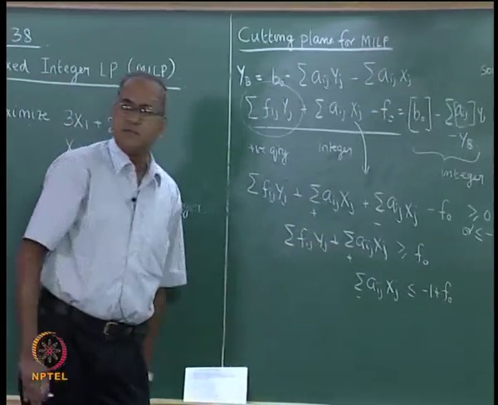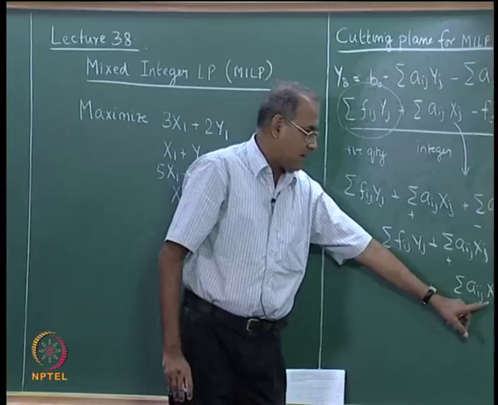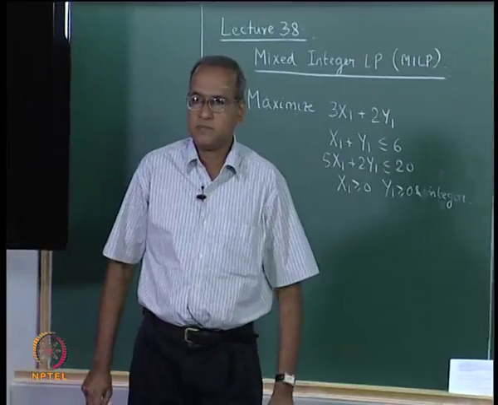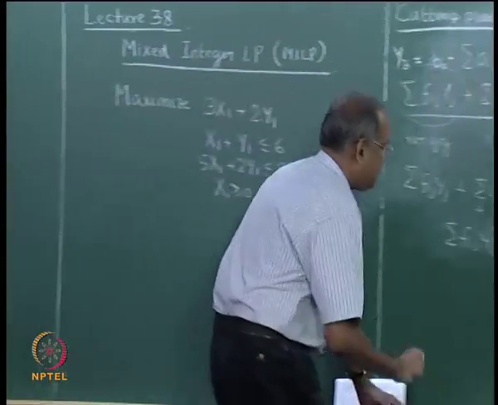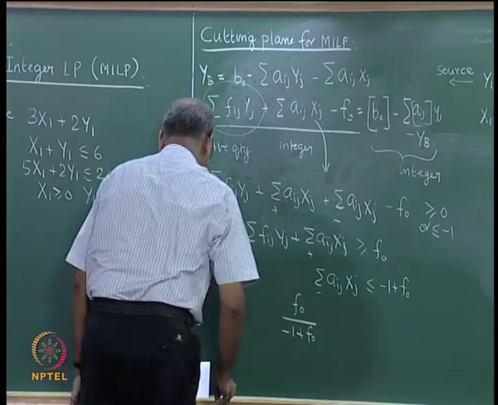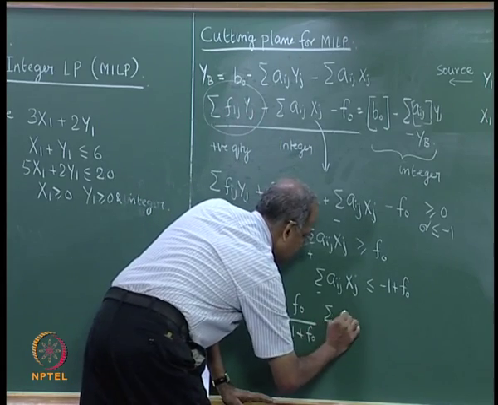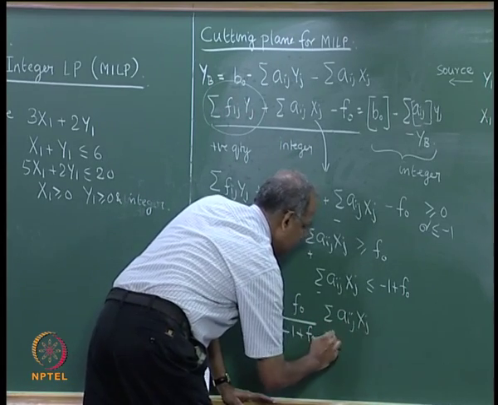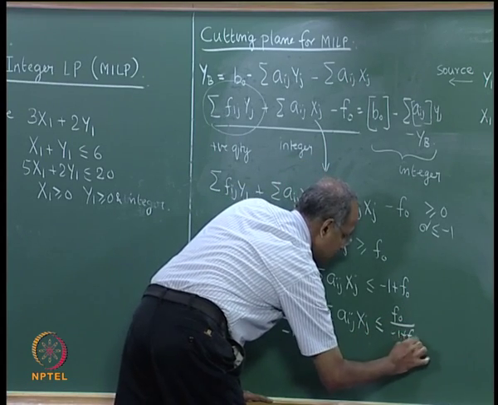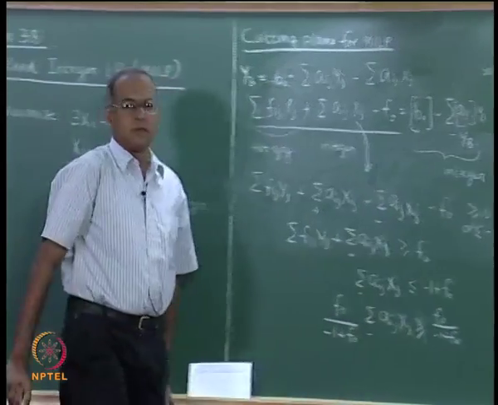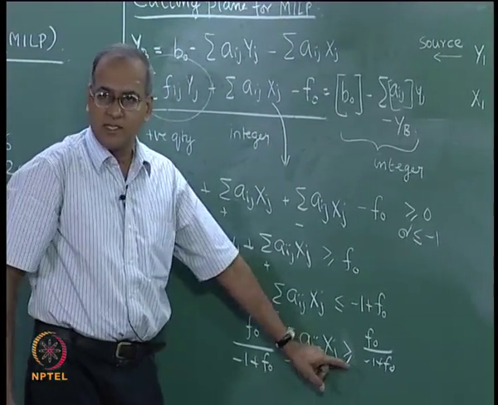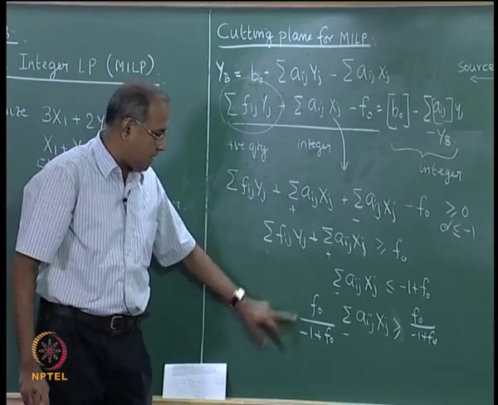So once we write this, multiply this equation by f naught divided by minus 1 plus f naught. So this will become f naught divided by minus 1 plus f naught sigma aij xj with negative is less than or equal to f naught by minus 1 plus f naught, greater than or equal to. Please note that I am changing the sign of the inequality because I am multiplying it with f naught by minus 1 plus f naught.